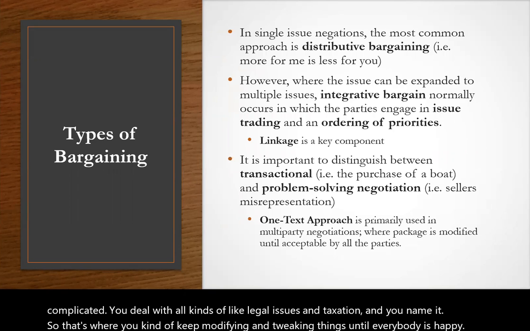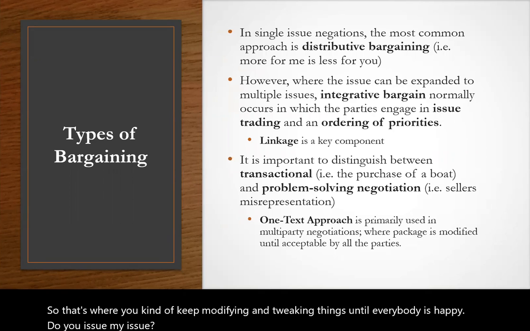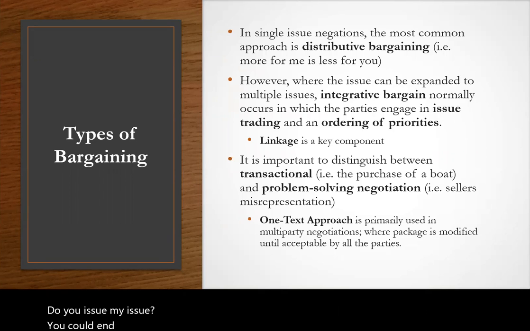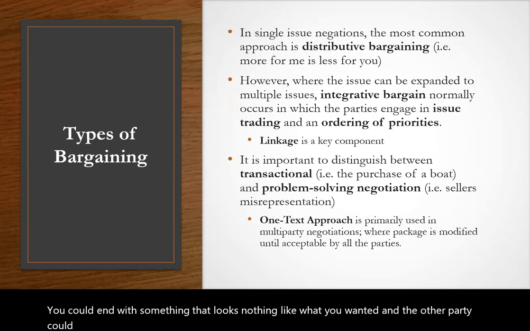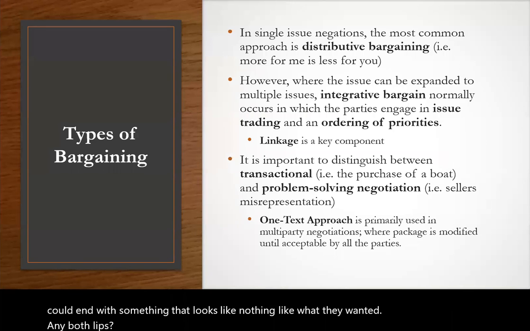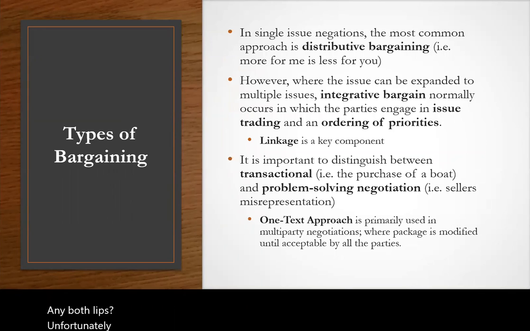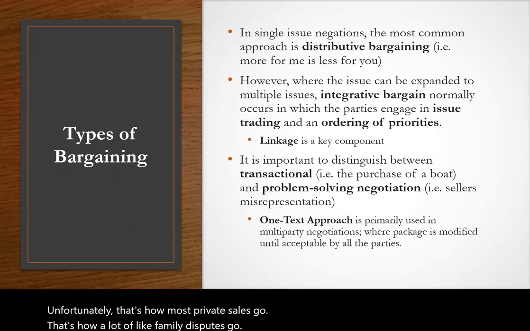If you go issue by issue, you could end with something that looks nothing like what you wanted. And the other party could end with something that looks nothing like what they wanted. And you both lose, right? Unfortunately, that's how most private sales go. That's how a lot of family disputes go: we're going to talk about this, then we're going to talk about this, we're going to talk about this.